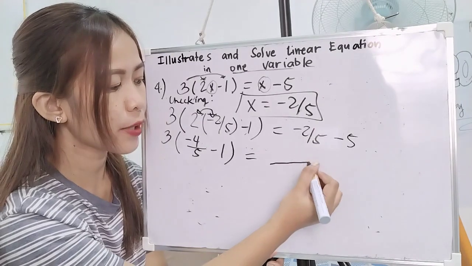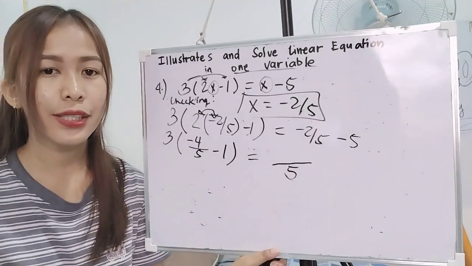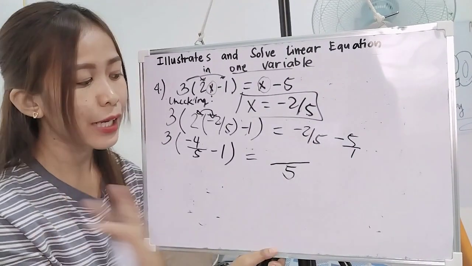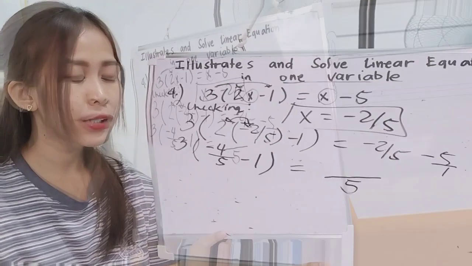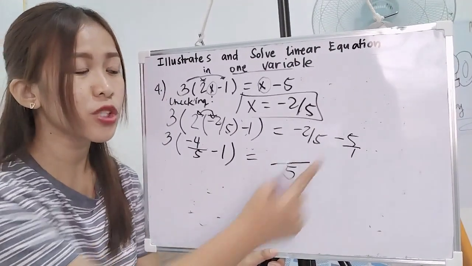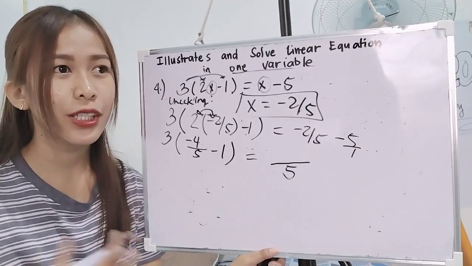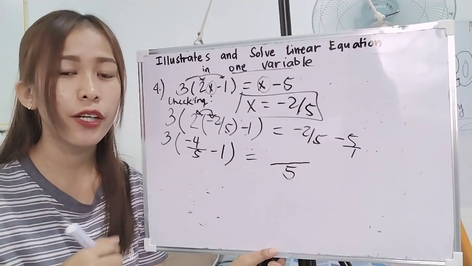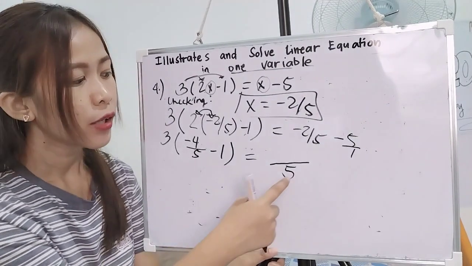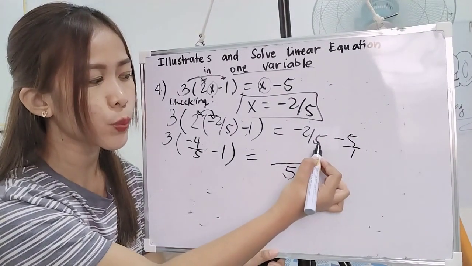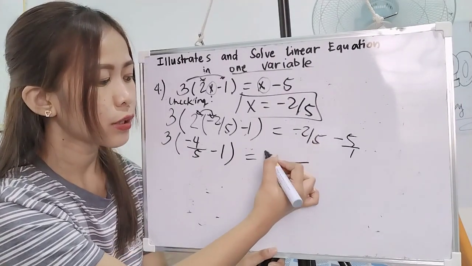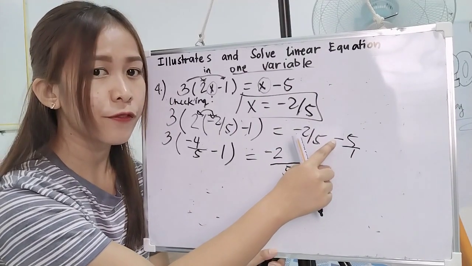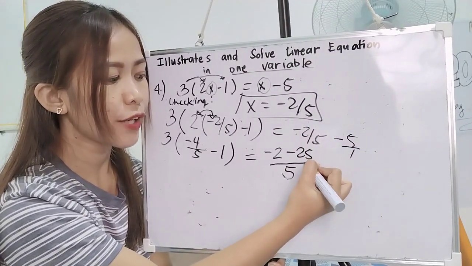Ang gagawin natin dyan, syempre, is to get the LCD kasi automatic may 1 yan. Therefore, ang ating denominator is 5 and 1. Kaya naman, ang ating LCD is 5. Diba? And then, isolve nyo siya na para kayong nagsusubtract ng fraction. Okay, so dito sa algebra, kailangan talaga memorize natin yung mga basics. The rule of integers, fractions, ayang mga yan. Okay? So, 5 divided by 5, that is 1, times negative 2, that is negative 2. 5 divided by 1, that is 5, times negative 5, that is negative 25.